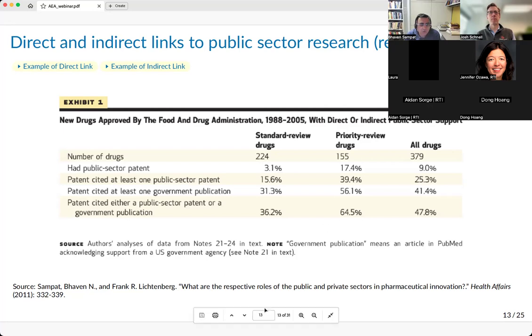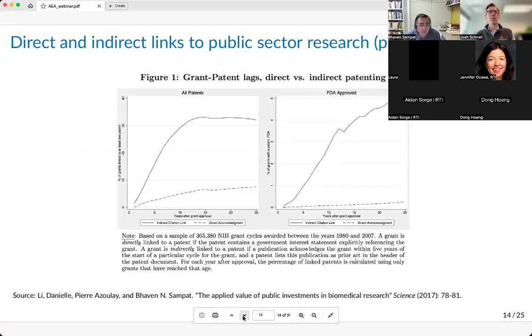Another way to use the same sort of measures is prospectively. This is work that I've done in science with Pierre Azoulay and Danielle Li, where we can look at the share of NIH grants that are directly acknowledged in a patent versus the share of NIH grants that generate a publication which is then cited by a patent. You'll see on the left panel here that if you give it enough time, about a third of NIH grants result in a publication that's cited in a patent. About 10% of NIH grants, actually about 8%, are directly cited in a private sector patent. So those are just some of the ways in which you can use these sorts of data.